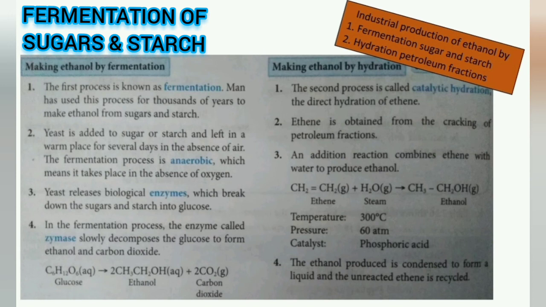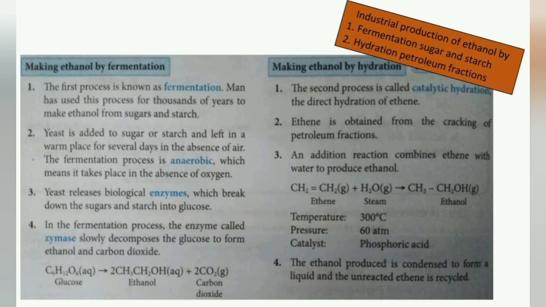How does it occur? Yeast is added to sugar or starch and left in a warm place for several days in the absence of air. This process is anaerobic, which means it takes place in the absence of oxygen. Yeast releases biological enzymes which break down the sugars and starch into glucose. The enzyme called zymase slowly decomposes the glucose to form ethanol and carbon dioxide. The conditions needed are a temperature of 37 degrees Celsius, yeast as a catalyst, and absence of oxygen.